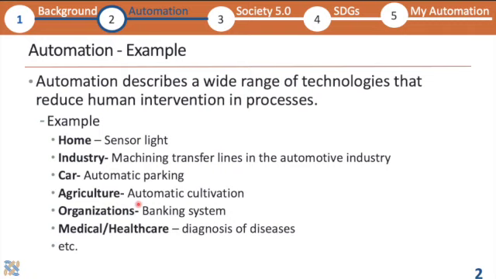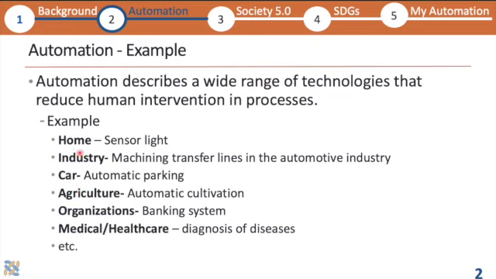Automation describes a wide range of technologies that reduce human intervention in a process. That means whatever task is supposed to be done by a human, if it is done by a robot or another device, we can say this is automation. Everywhere, including our home, we have automation.